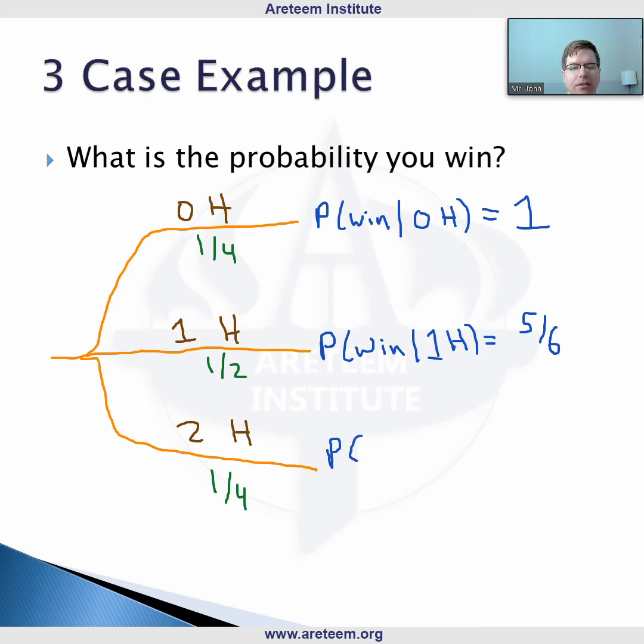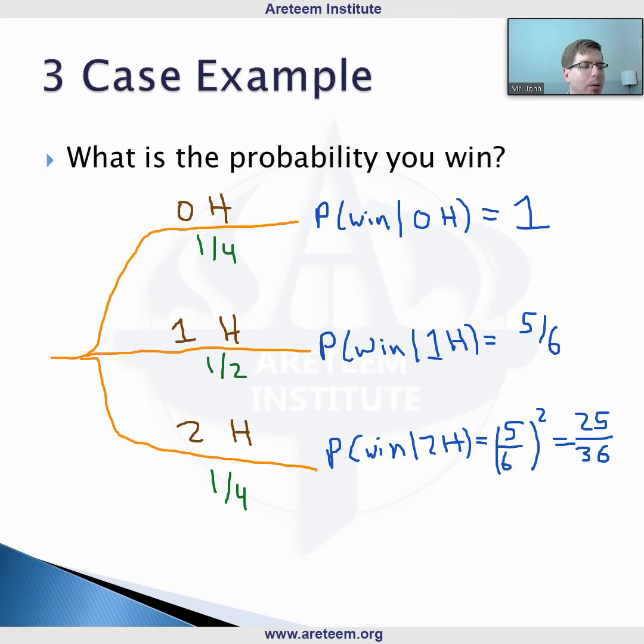And in our third scenario, we have a win given 2 heads. This one's a little bit harder, but we have 5/6 times 5/6. So this is 5/6 squared. Both times we roll, we can't get a 1. So this has a probability of 25/36.